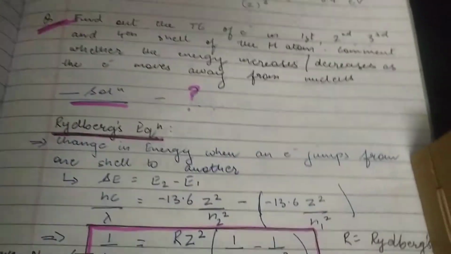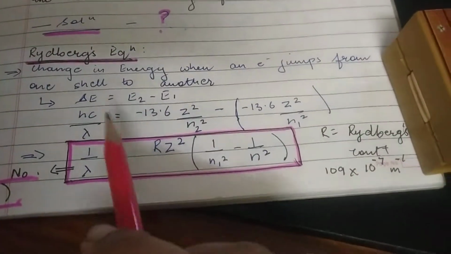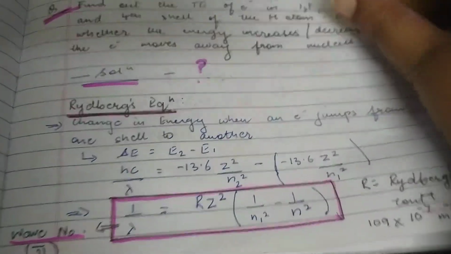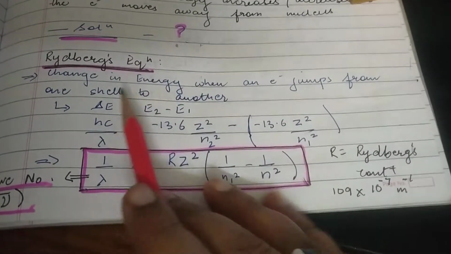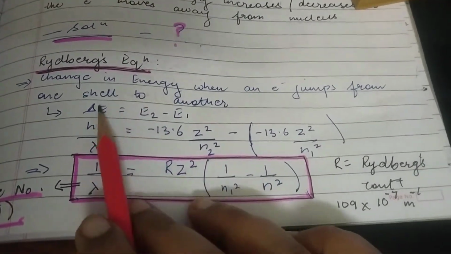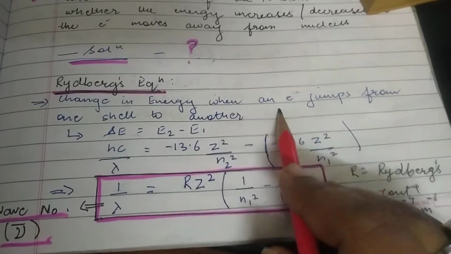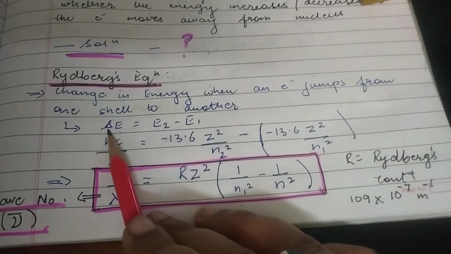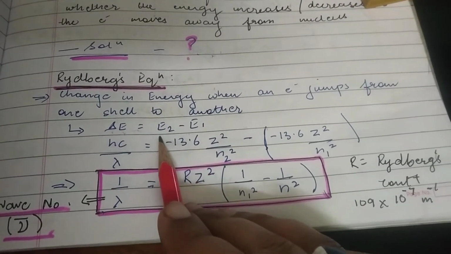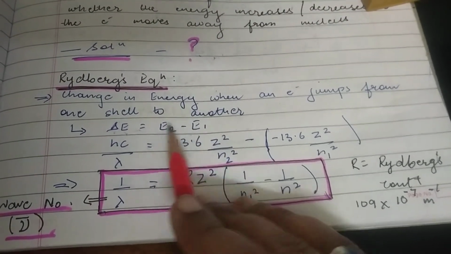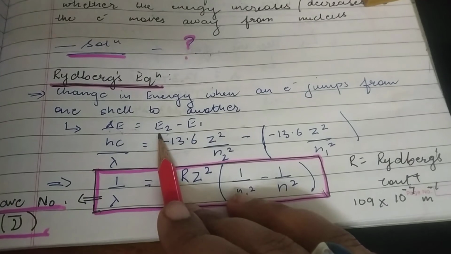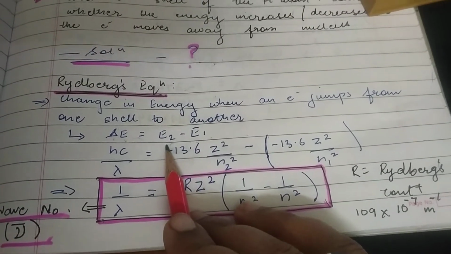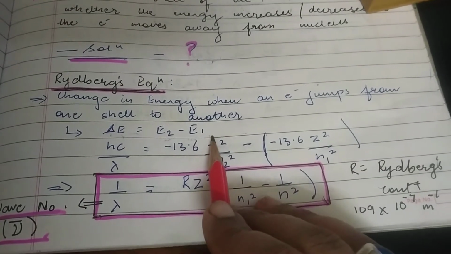Now the last thing, and a very, very important formula that I am going to talk about in this video, is the Rydberg's equation. Rydberg's equation again talks of the change in energy. You know that the change in energy when an electron jumps from one shell to another, that is delta E, where delta represents the change in energy, would be given by the difference in the energy in the two shells, that is E2 minus E1: energy in the second shell minus the energy in the first shell.